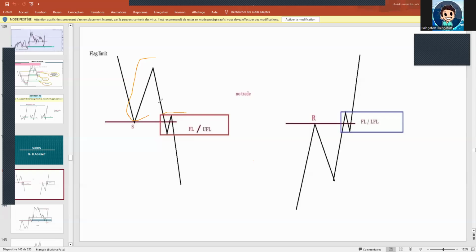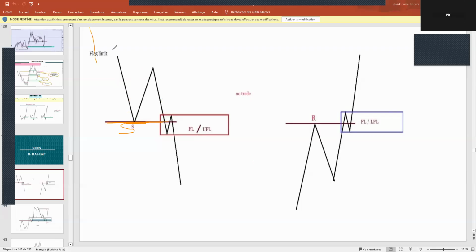You mean that one or this one? The upper one that you have drawn is a flag limit. Yeah, maybe, sir, but it is not a flag limit. Maybe there is a mistake in this line here. So no, it is just support.